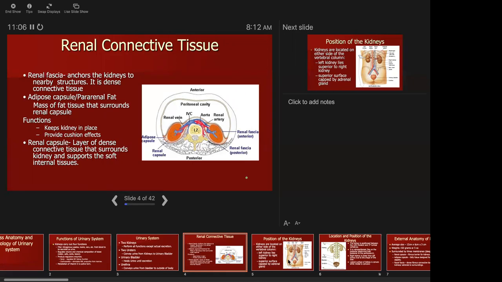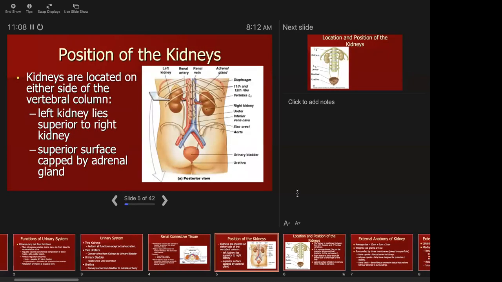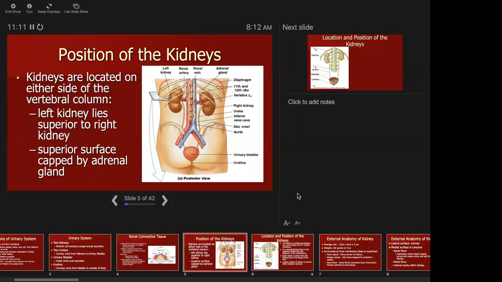Okay, I will show you another diagram now. Now look at this diagram. You are looking at the patient from behind, from the posterior part. So where is the right kidney? Where is the left kidney now? You are guided. You are looking from behind, from posterior. Which one is the right kidney? Which one is the left kidney?